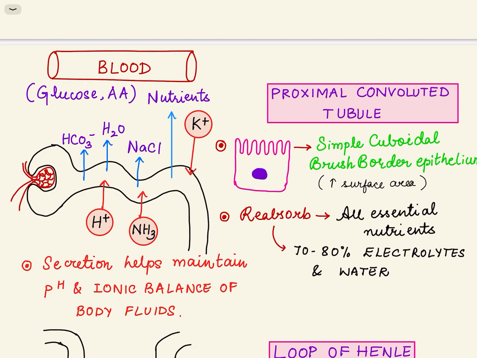So what all does it reabsorb? It reabsorbs bicarbonate, water, sodium chloride and nutrients like glucose and amino acid. What does it secrete? It secretes hydrogen ions, potassium ions and ammonia. I already told you in the previous video about tubular secretion. If you haven't watched the previous video on urine formation, please do watch it.